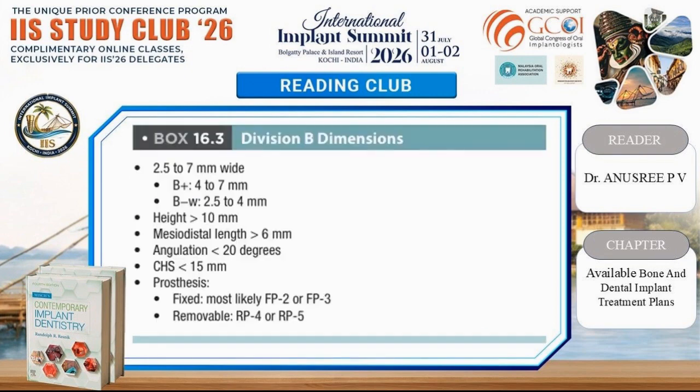Moving to box 16.3, that is Division B dimensions. Division B offers sufficient available bone height with compromised width. So Division B is further classified into a ridge of 4 to 7 mm width and B minus width, that is 2.5 to 4 mm, height greater than 10 mm, mesiodistal length greater than 6 mm, angulation less than 20 degrees, crown height space less than 15 mm, and prosthesis in fixed, it is most likely FP2 or FP3, and removable, it can be RP4 or RP5.